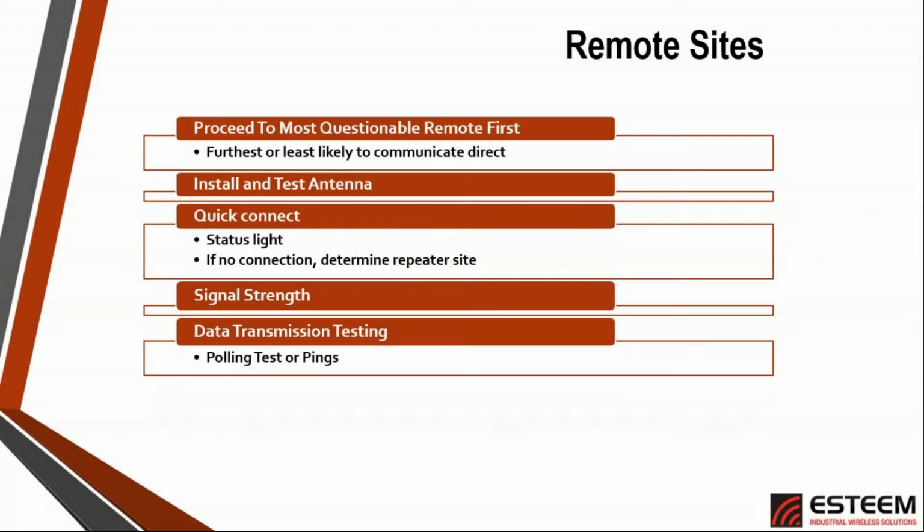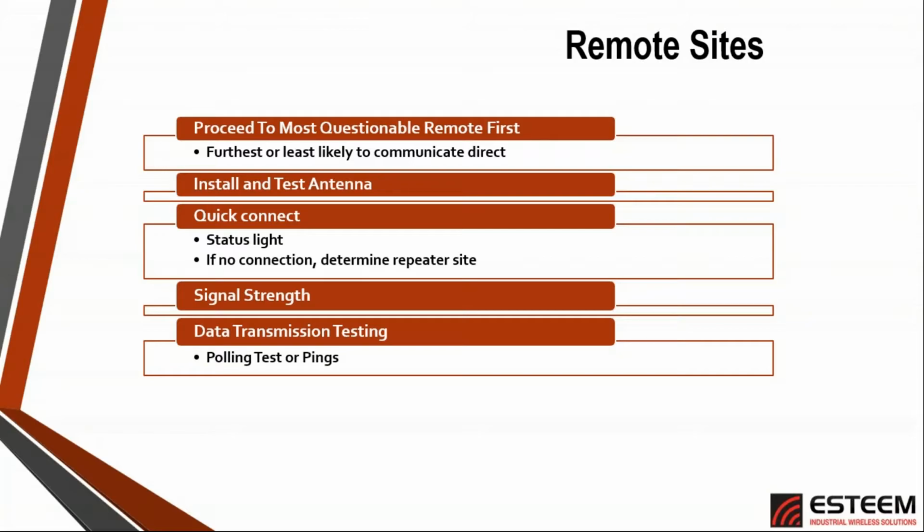So where do we start? Which remote site do we go with? Well, we don't necessarily want to proceed to the furthest site within the system, the one that has absolutely no chance of talking to our reference location, because it's pointless. What you want to do is proceed to what we consider the most questionable remote site first. The one that, when we did our RF analysis, had the least signal strength, or the one that doesn't have a good line of sight.